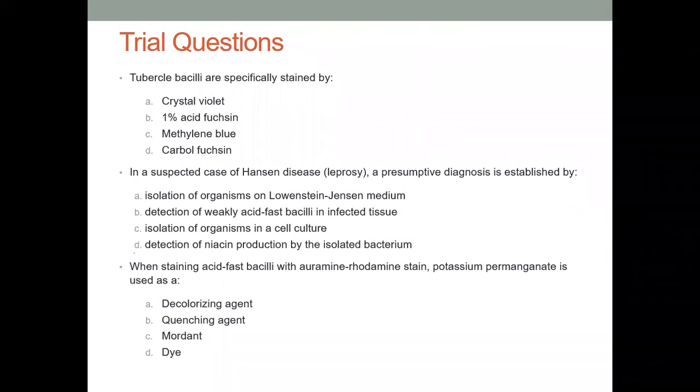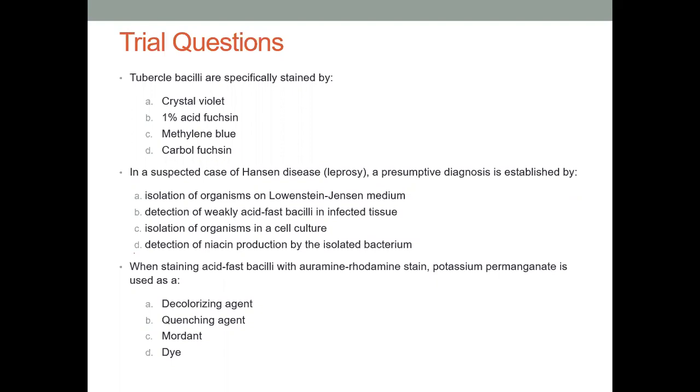Methylene blue is a counter stain. If you use the tubercle bacilli, the counter stain is methylene blue. A counter stain will not stain the organism, it will rather stain the outside. I hope you remember that. The counter stain will just stain the outside. So it will not be the stain that will be useful to stain the tubercle bacilli. All right, so we have ruled out A, B, and C. Carbol fuchsin is the primary stain that will actually do.